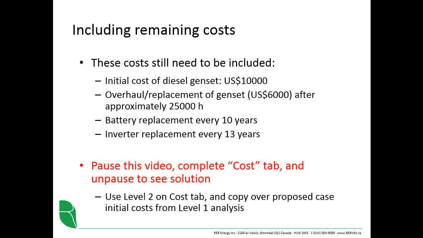So pause this video, complete the cost tab, and then unpause to see the solution. And for completing the cost tab, remember that you need to get your costs that have already been included on the energy tab over to the cost tab. You can do that most easily by looking at a level 1 analysis, copying down the costs that are found there, then opening a level 2 tab. The initial costs will no longer be included in the level 2 analysis, so just write them in, include them as a line item in the level 2 analysis, and then add in the above mentioned initial and replacement costs.